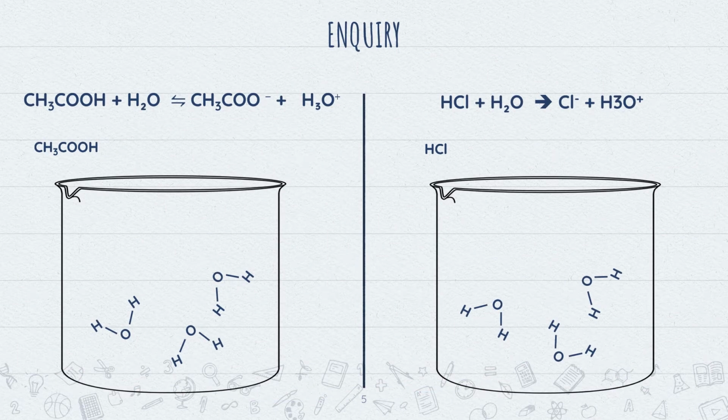So to answer the two questions posed in the previous slide, let us have a little inquiry test whereby we have two different kinds of acid: a weak acid, which is ethanoic acid, and a strong acid, which is our commonly known hydrochloric acid. Let's see how they perform when they dissociate in a beaker of water before them.